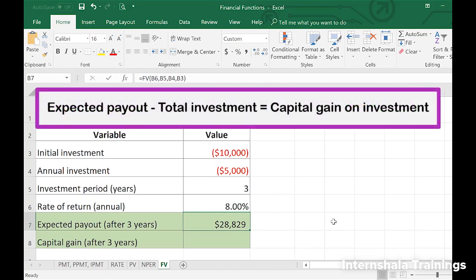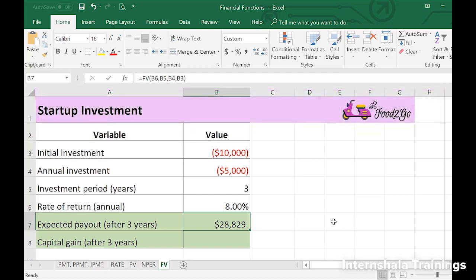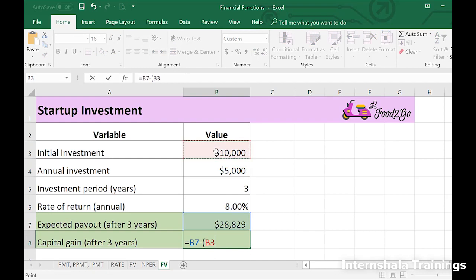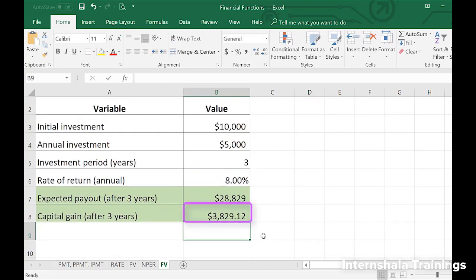Now, if we want to calculate the capital gain they will enjoy on this investment, we can use a simple subtraction formula. From the expected payout value, we need to subtract the total investment, which is the initial investment plus the amount invested annually for 3 years. So we multiply this by 3. Remember to follow the order of operations and insert brackets correctly. Ishan's grandparents will enjoy a capital gain of close to $4,000.